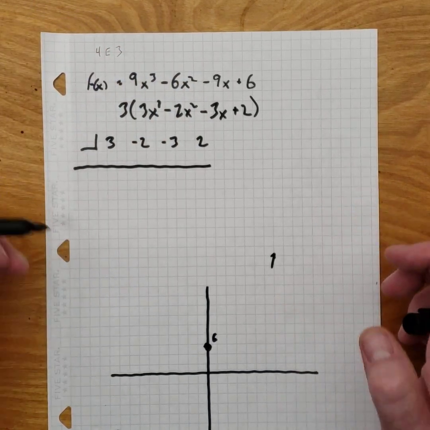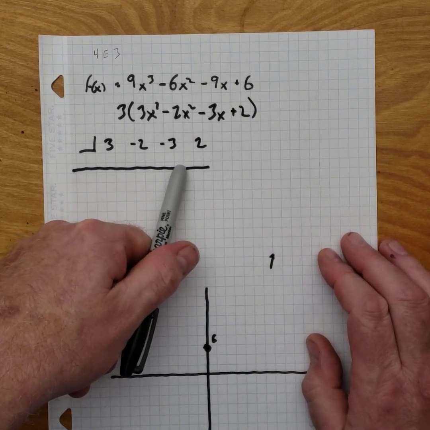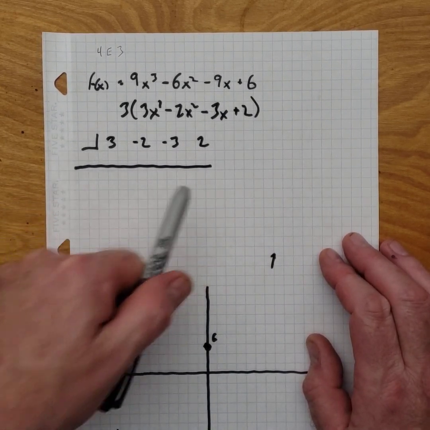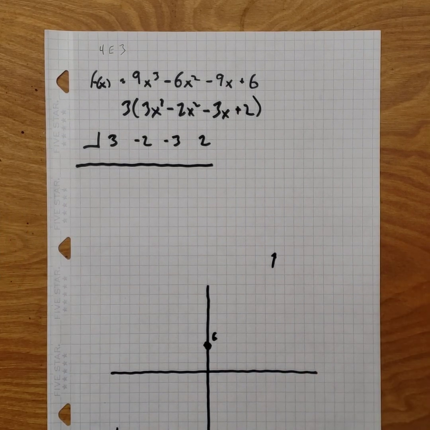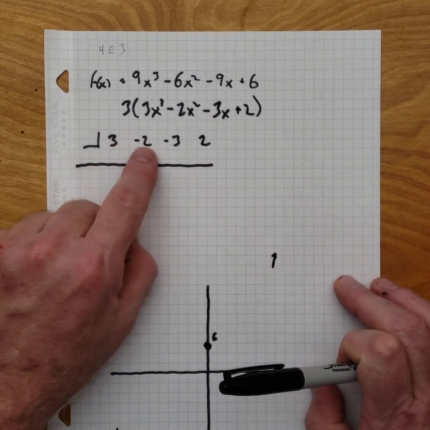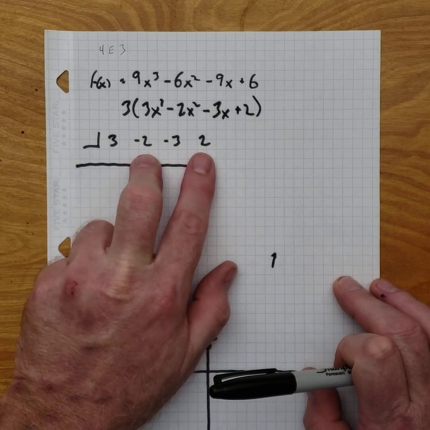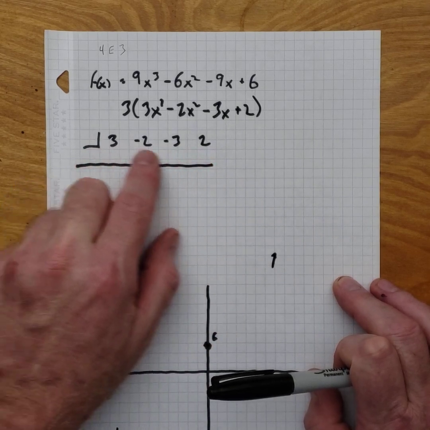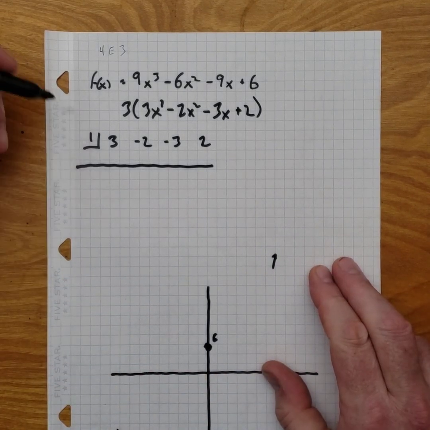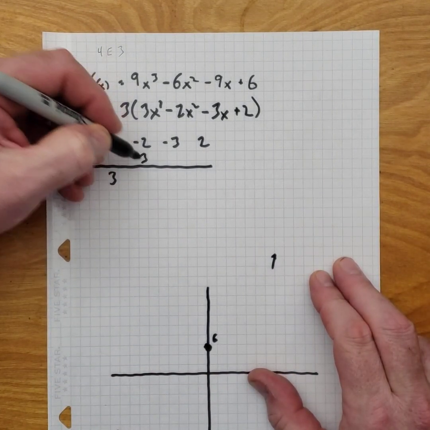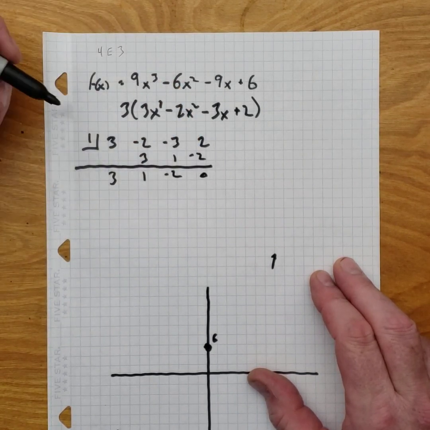Set my synthetic division up to go. Now I have to pick what numbers am I going to try in here to try and get a 0 there. And there's a fairly easy trick to this, and that is that if these numbers add up to 0, which they do, the positive and negative 3's cancel and the negative positive 2's cancel. If these numbers add up to 0, then 1 will work. So I put a 1 in, I get 3, 3, 1, 1, negative 2, 0.